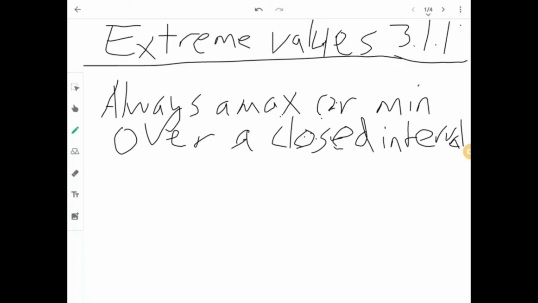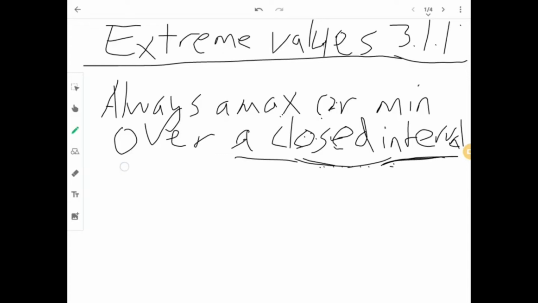Hey guys, so today we're doing 3.1.1, where it's about extreme values, as in minimum and maximum, and absolute maximum and absolute minimum. So there will always be a maximum or a minimum over a closed interval. It's necessary that it be closed, because otherwise there's no such possibility that it could occur.